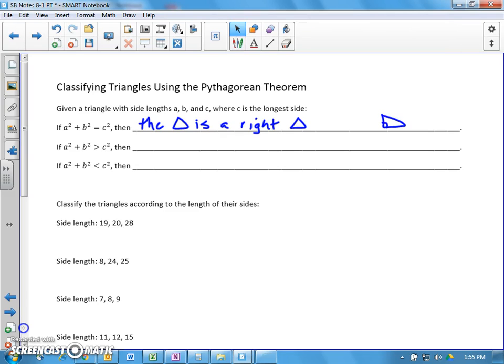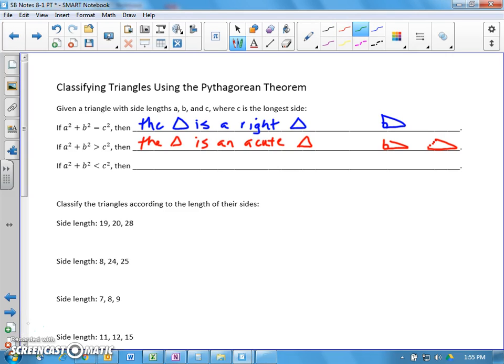The second one says that if a squared plus b squared is greater than c squared, so let's think about what happens. Here is my a squared and my b squared. If this is bigger than c squared, it's not going to make it all the way to meet the other side. The only way to make this work is to bring in that third side, making this an acute triangle.